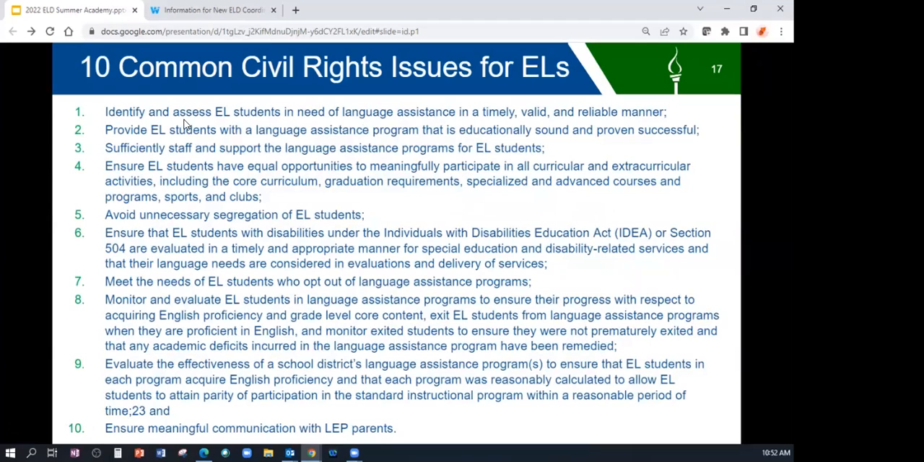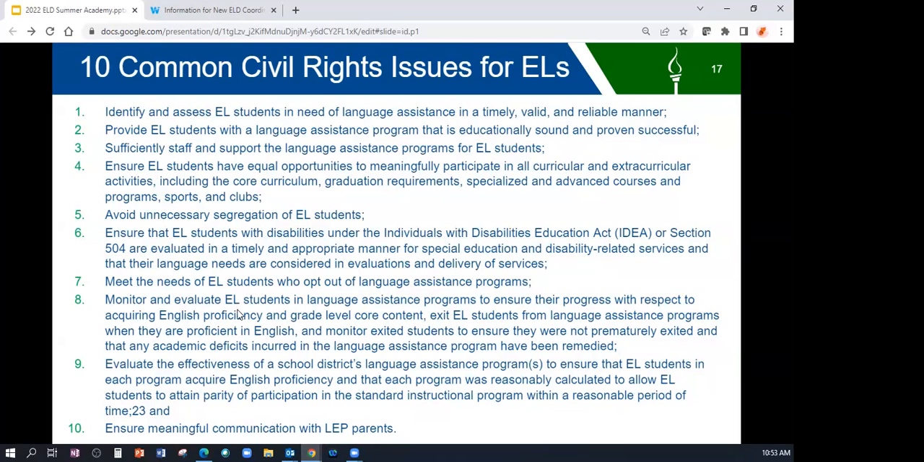So the first is about how students are identified, or that they aren't being identified. The second one is that they have a program that provides them assistance. The third, that they have the appropriate staff to support English language development. The fourth, that they have opportunities for meaningful participation in everything that goes on in the school, curricular and extracurricular. The fifth is that we do not segregate the English language learners. The sixth is that we make accommodations for English learners with disabilities.